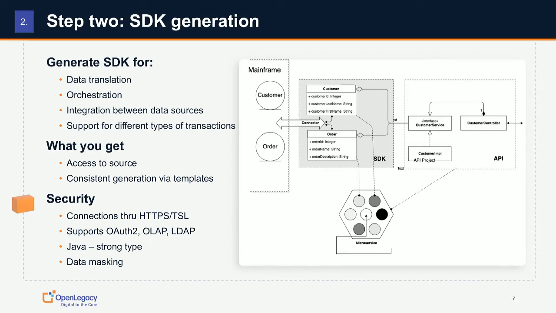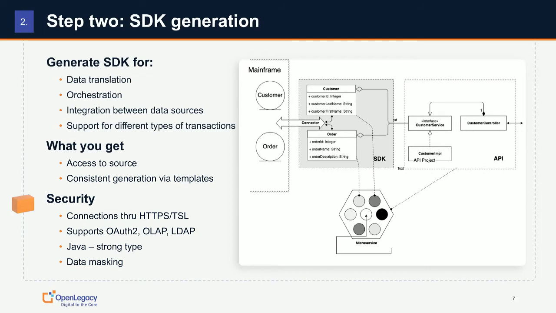So the SDK does the data translation, the orchestration, the integration between those different data sources, and the support for different types of transactions. Here I'm talking about conversational and non-conversational transactions. And what do you get? You get the source, which I mentioned, and you also get consistent generation via templates. Because a lot of people have coding standards themselves. They may have other security standards, ones that we don't support automatically. They're using some other protocol. Well, that's fine. You can build it in a template, have it generated every time.